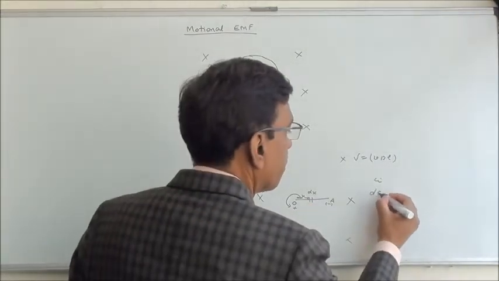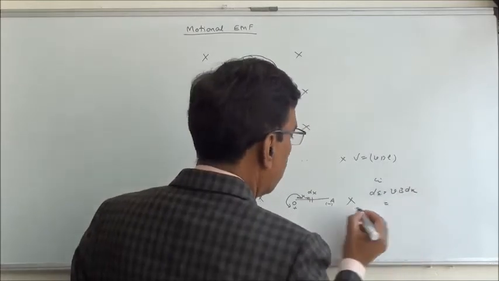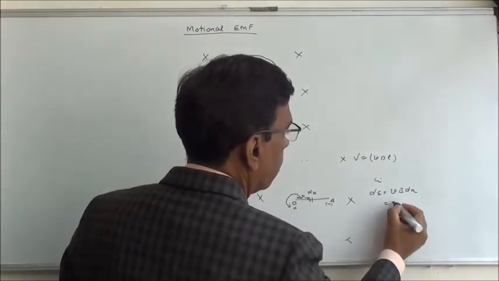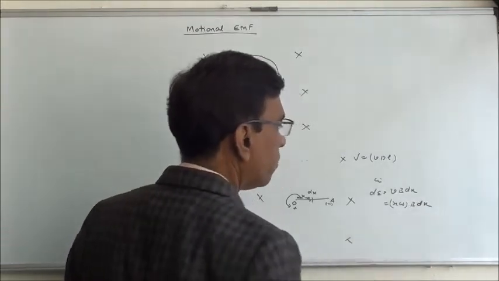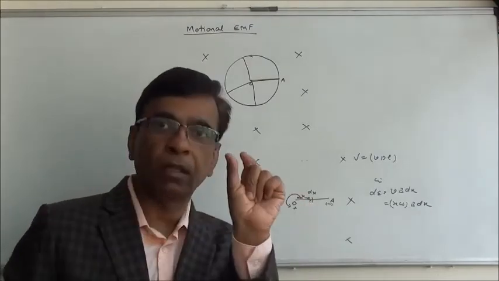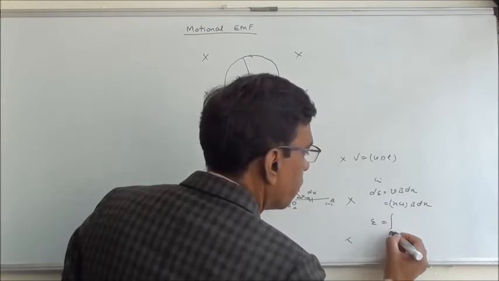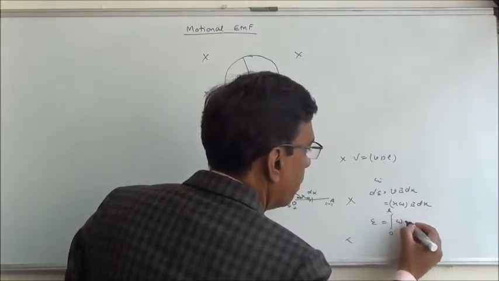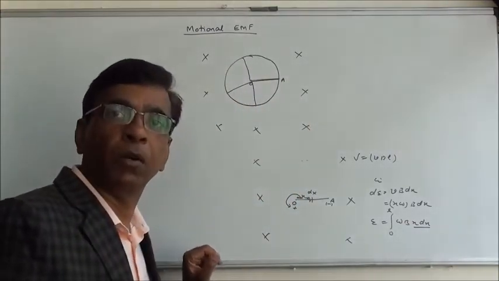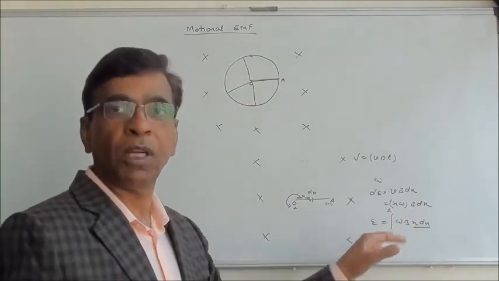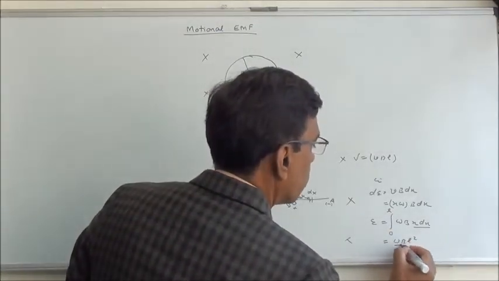How much will that be? V, B, length. What is the V of this part? It is x omega. So x omega B dx is the EMF for this elementary length dx. Total EMF will be the integration of this from 0 to L. Omega B x dx: x dx becomes x square by 2, limits 0 to L, so L square by 2. Induced EMF is omega B L square by 2.